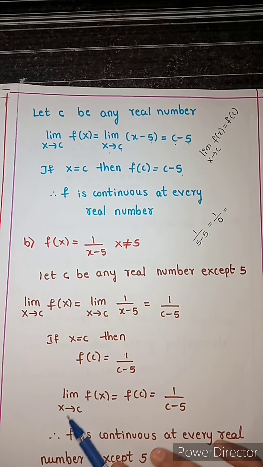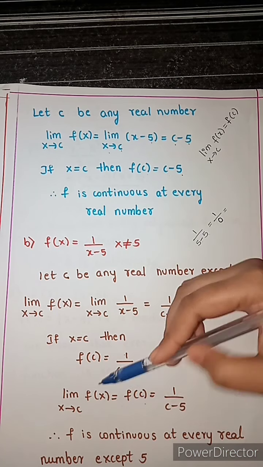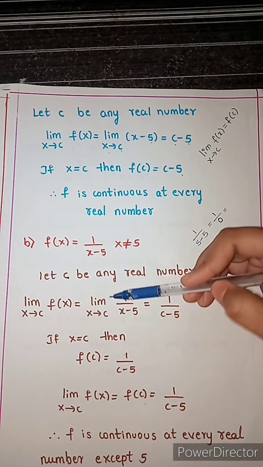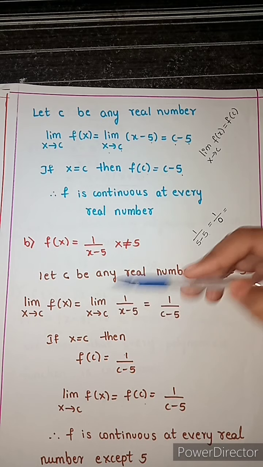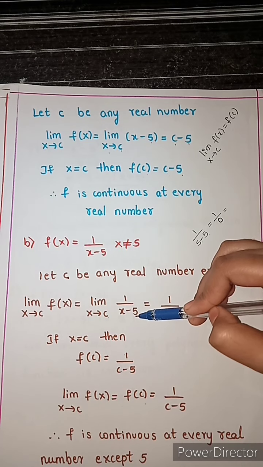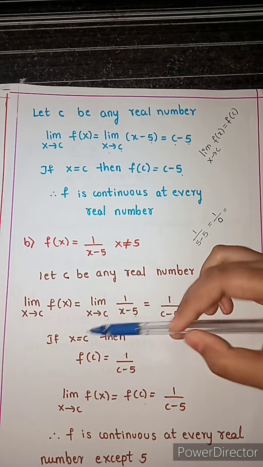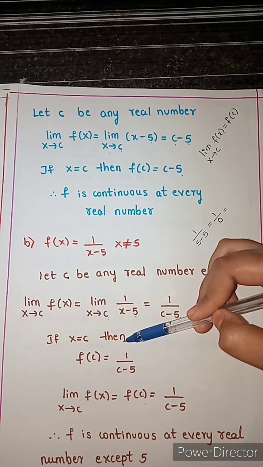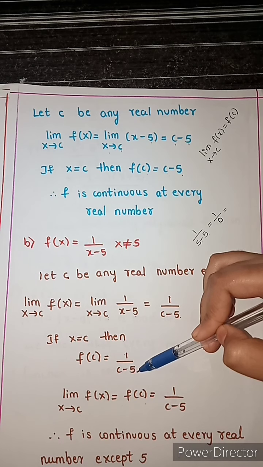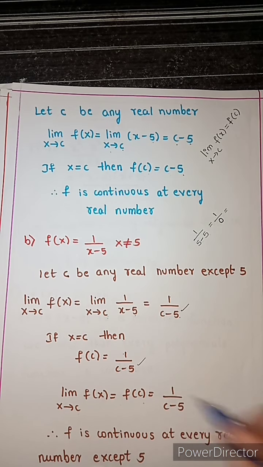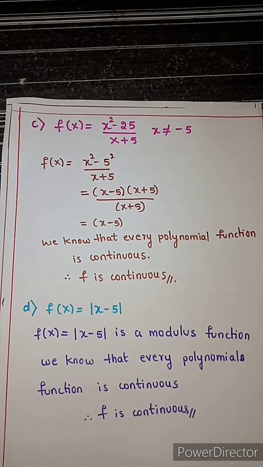Now let's check whether limit x tends to c, f of x is equal to f of c or not. Let's apply the limits first. Limit x tends to c, f of x, where f of x is 1 over x minus 5. Now put c: 1 over c minus 5. Now if x is equal to c, then f of c equals 1 over c minus 5. See here both are equal: limit x tends to c, f of x is equal to f of c. Therefore f is continuous at every real number except 5.